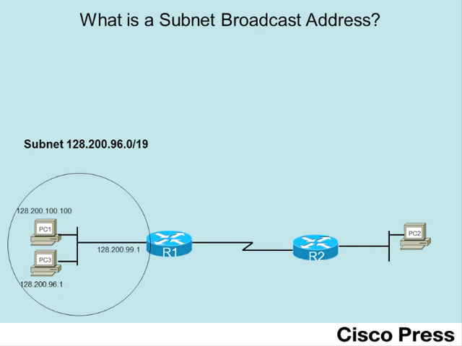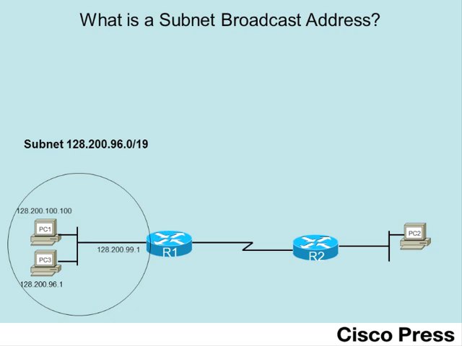Next, let's talk about this idea of a subnet broadcast address. First of all, look down at the bottom to the sample network, and on the left, we've got a couple of PCs with IP addresses and a router with an IP address. And if they're using a mask of /19 or 255.255.224.0, then they'll be in subnet 128.200.96.0. All right, so that's the setup for this problem.